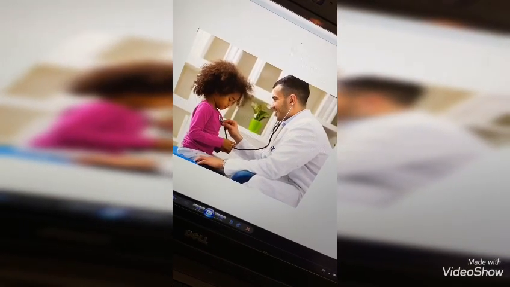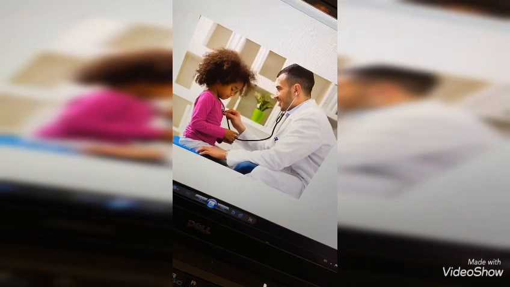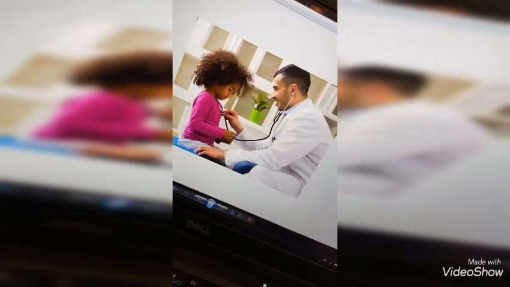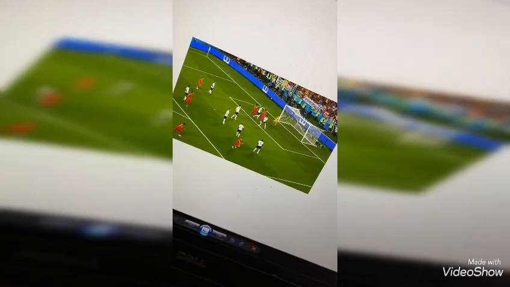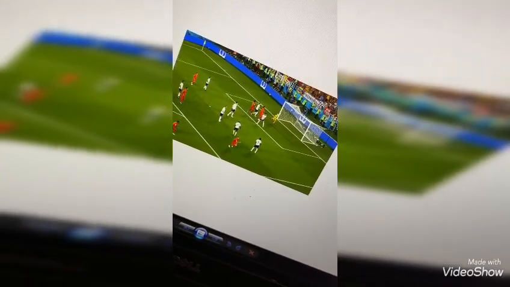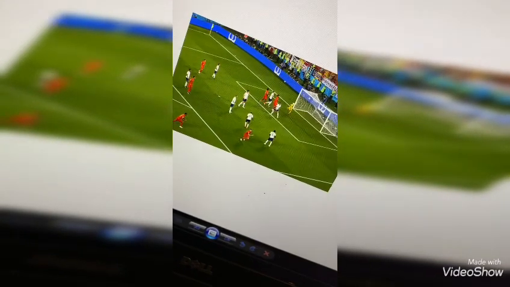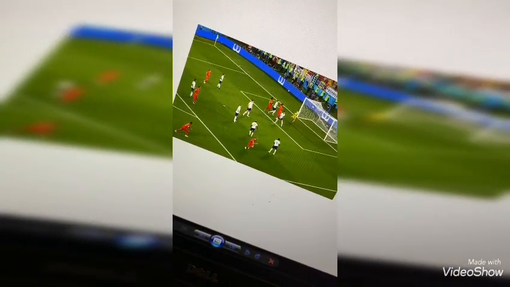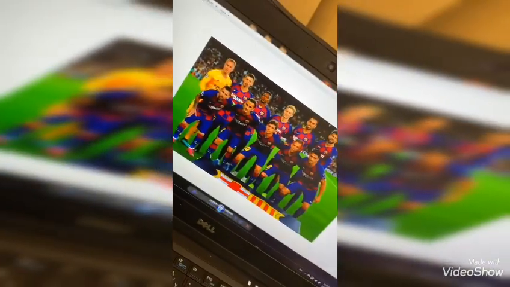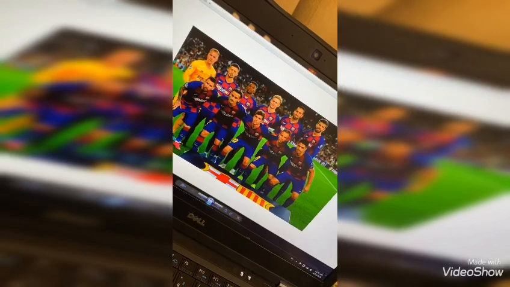The doctor examined the girl. This is a football match. Football match means football game. This is a team. Team.